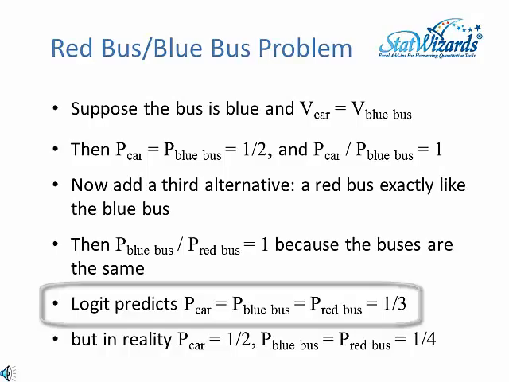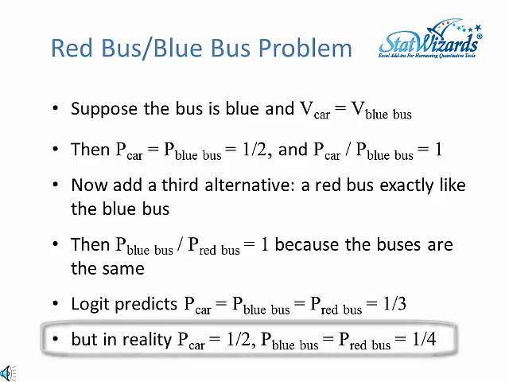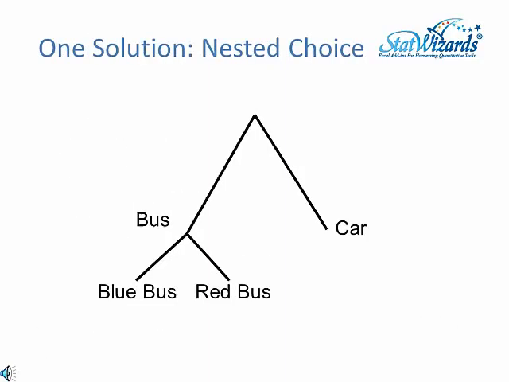So according to logit, the probability of each must be 1/3. Now common sense tells us this is wrong. In reality, we expect the probability of choosing car to remain at 1/2, the probability of choosing a blue bus to be 1/4, and the probability of choosing a red bus to be 1/4.